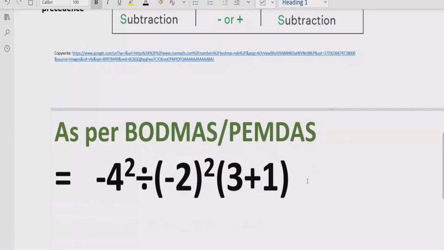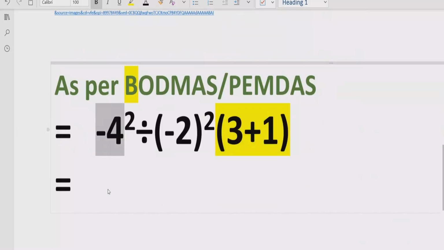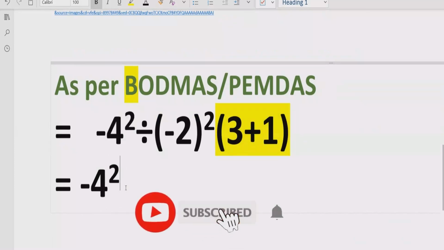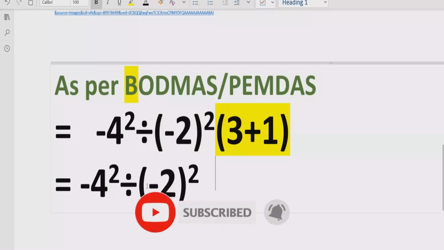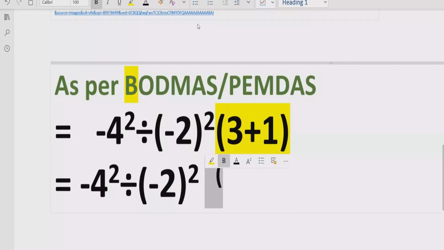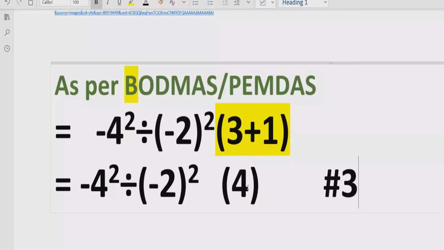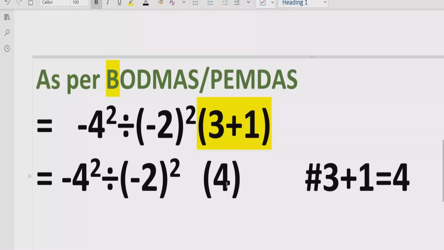According to the BODMAS and PEMDAS rule, first of all, we have to solve the bracket. So here we have two brackets. One is this one and the other one is this one. Because we have two numbers in this bracket, we will solve this part first. Minus 4 raised to power 2 divided by, and this raised to power 2 as it is, and this one becomes 4, right? And here we will give the reference 3 plus 1 equals to 4. Now, move forward.